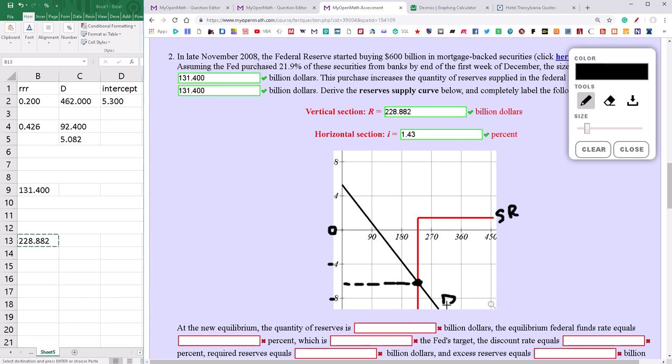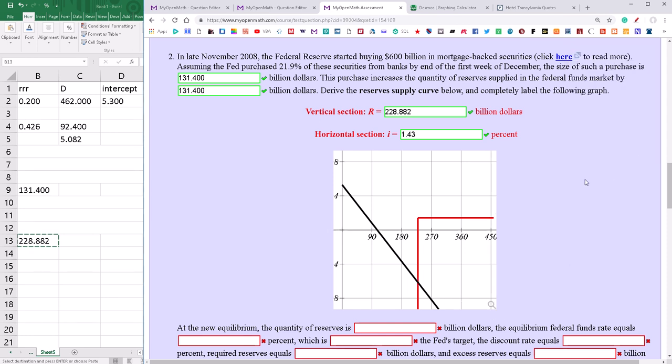That's the supply of reserves. This is the demand for reserves. This is the federal funds rate. And this is quantity of reserves, right? Okay, so close that out. At the new equilibrium, the quantity of reserves is 228.882, because this value here is 228.882, and you plug it right into the demand curve.